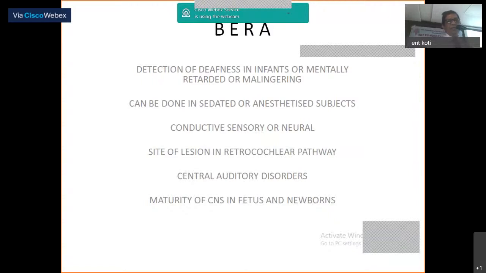It differentiates between conductive, sensory or neural. Site of lesion in the pathology is pinpointed precisely. Central auditory disorders also, because wave 5, wave 6, wave 7, then you can see the abnormality. Then in very early cases, if the tracts of the hearing are not completely myelinated, you may not get a response. So somebody may come early that the child is not responding or not intelligent and all. If you get a normal BERA, then you can tell them there's a delayed maturity. Okay.